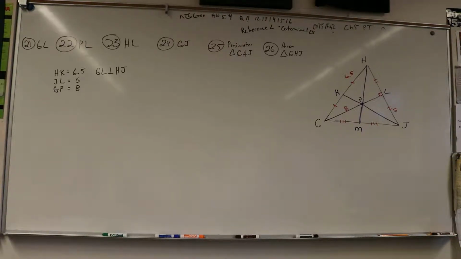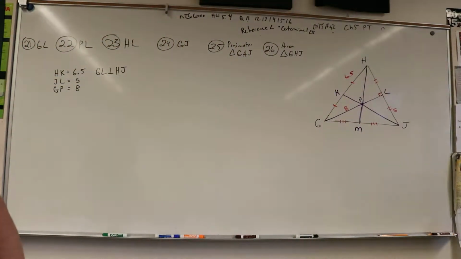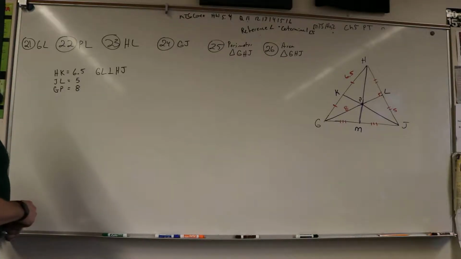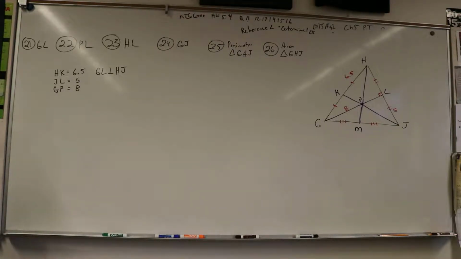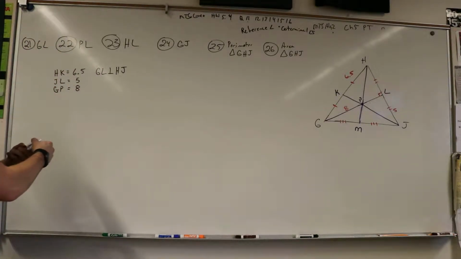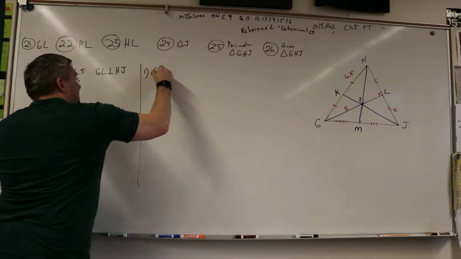All right, this is 5.3, right? So 5.3, problems 21, 22, 23, 24, 25, 26, right? And this is our given. So we know right away, one given.